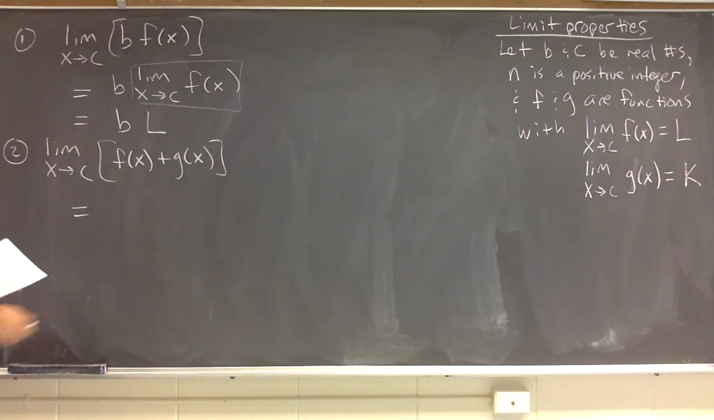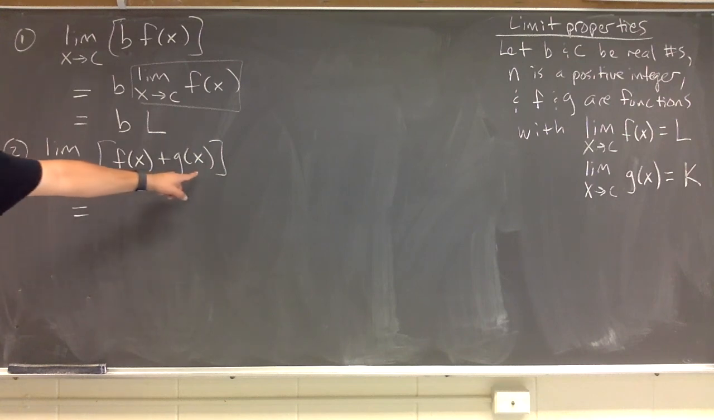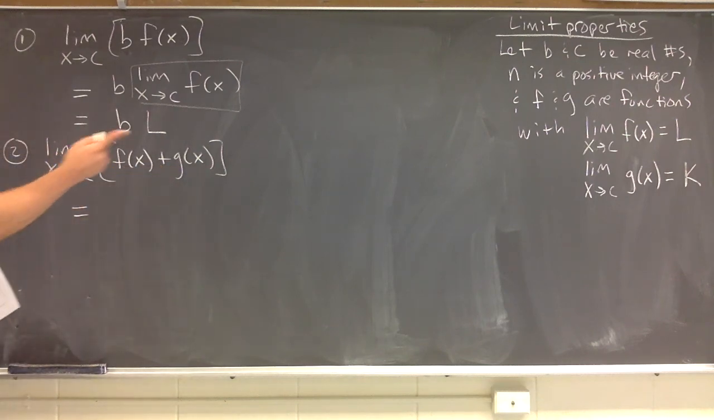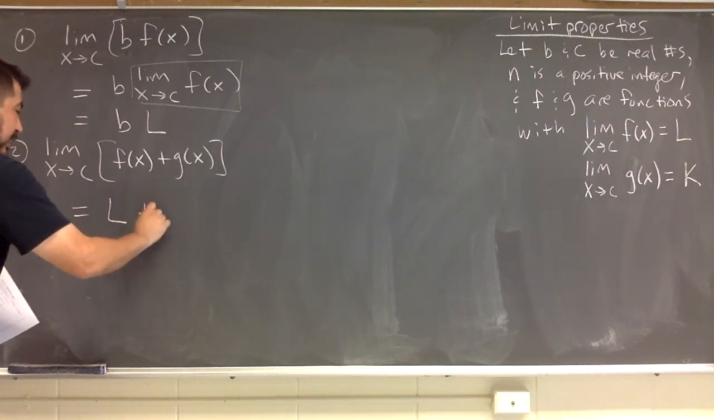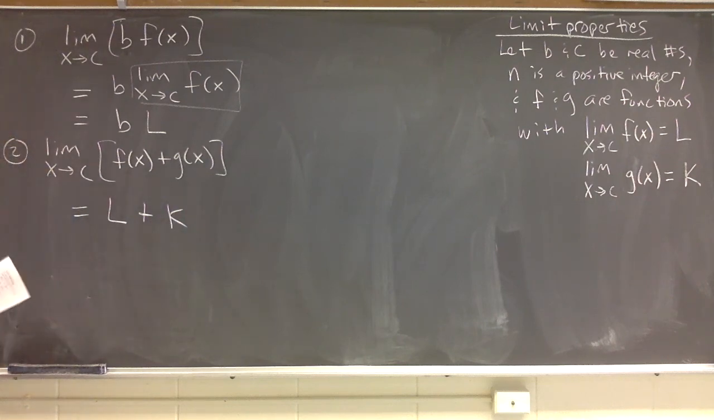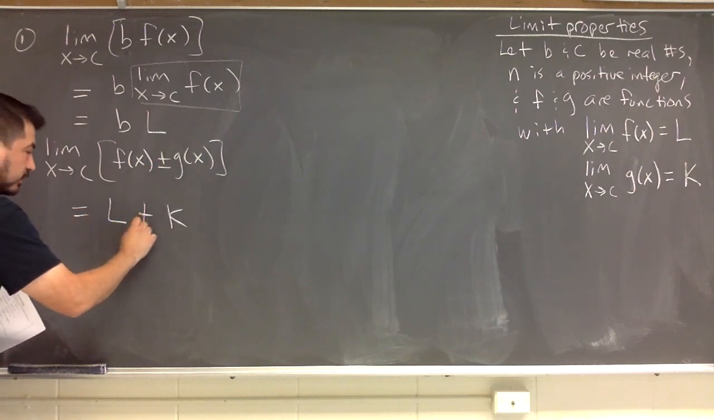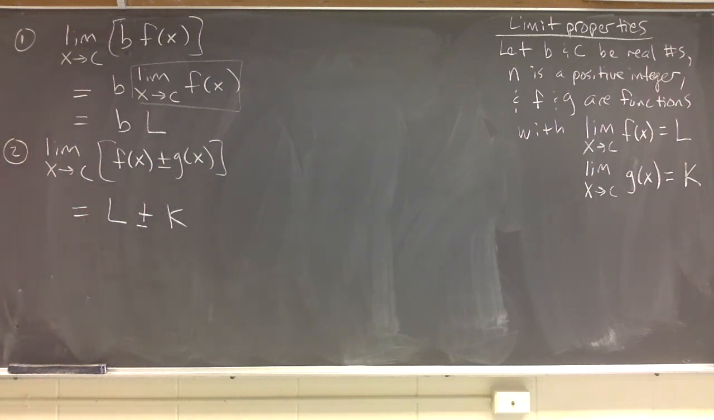Okay? If we already know the limit for f and the limit for g, if we're adding here, we're just going to add the limits together, and we know that the answer for the limit of f is L, and the limit of g is k, and so that would be the second property. And this actually works for subtraction as well, so let's just go ahead and do that instead of writing this out twice. All right.